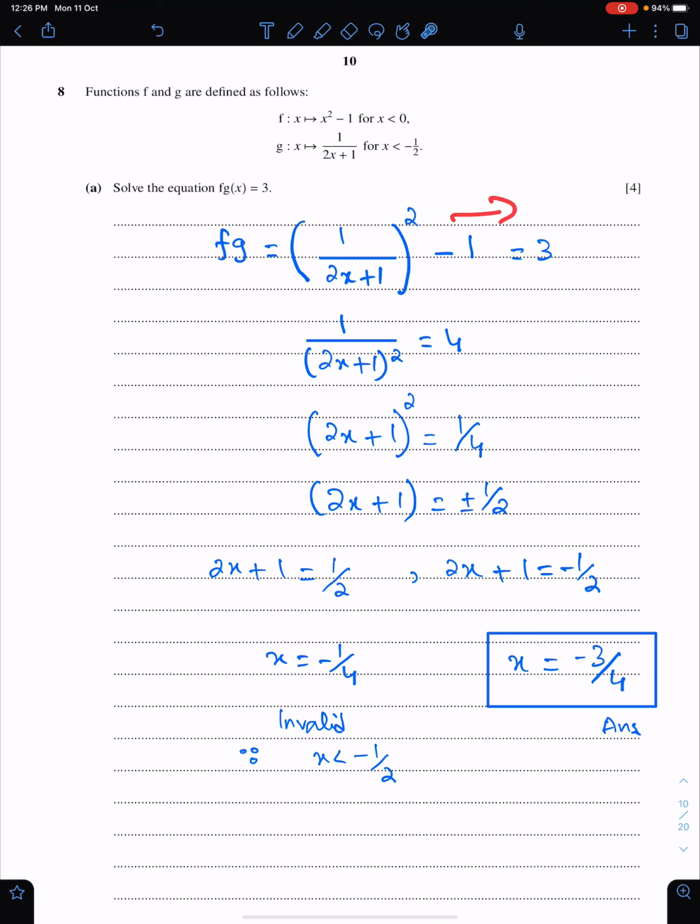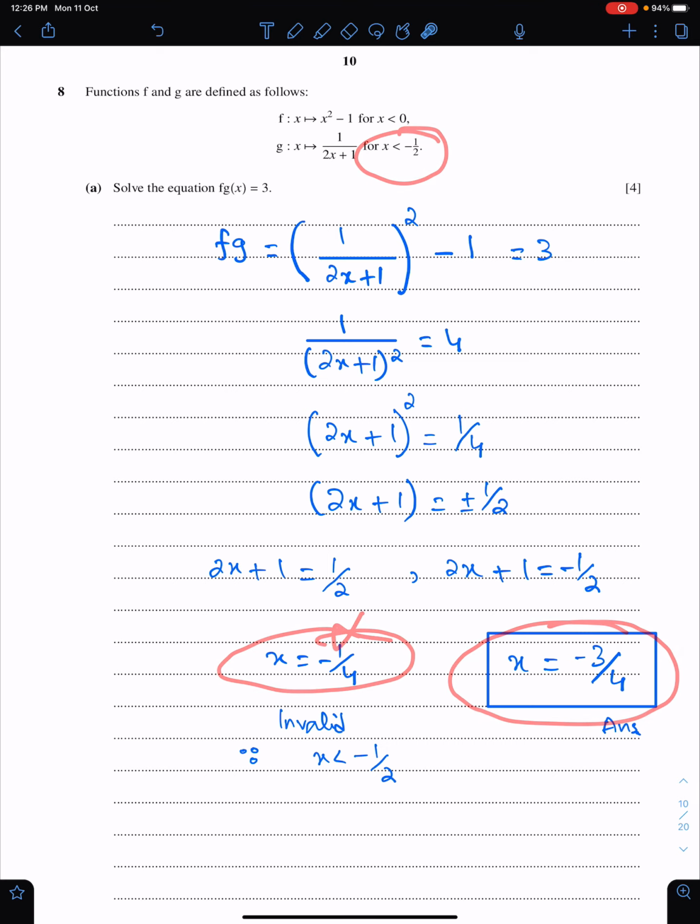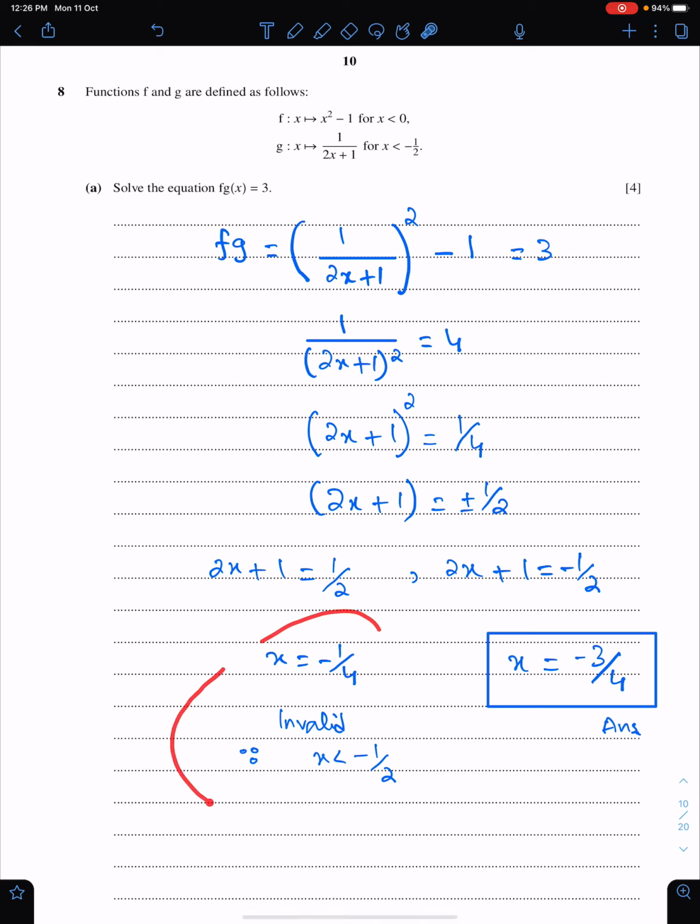So we have to bring this 1 on the right hand side. We'll get 4, and when we take the square root, we'll get 2 values, and these are 2 values of x. So according to this domain, this value is rejected because of this domain, and this is the right answer. Check the answer with respect to the domain of g.